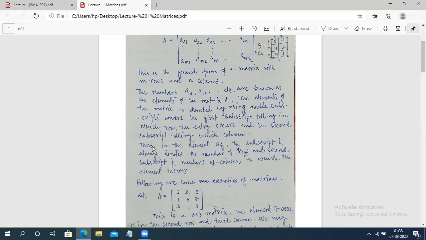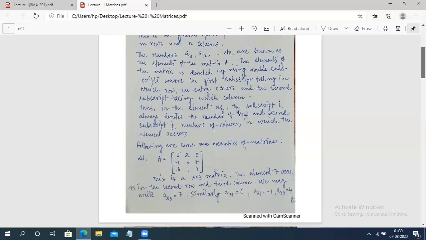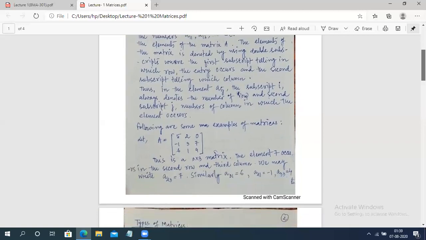Thus, in the element Aij, the subscript i always denotes the row number, and the subscript j denotes the column number. So any element of a matrix is written in the form Aij, where if that matrix is of order m by n, then i runs from 1 to m and j runs from 1 to n.